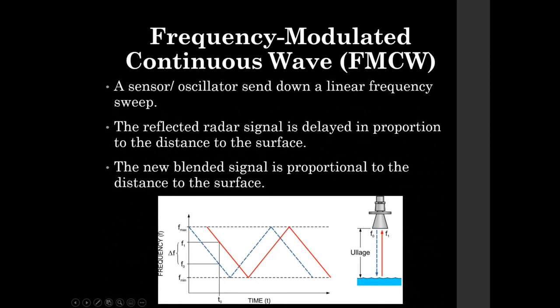Okay, frequency modulated continuous wave. The sensor oscillator basically sends down a linear frequency sweep, and that's a fancy term here. It goes down to the surface of the medium just as it does in the ultrasonic, and then it returns. We measure the time difference between the two signals. A signal gets sent out, and the returning signal follows behind it by some kind of a phase lag. The relationship between these two signals is proportional to the distance to the surface.